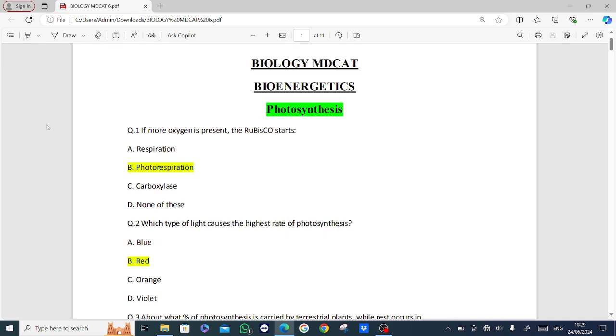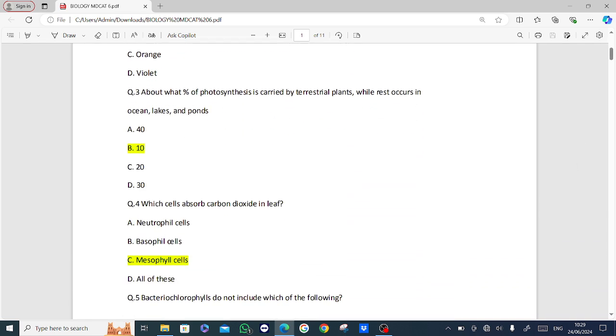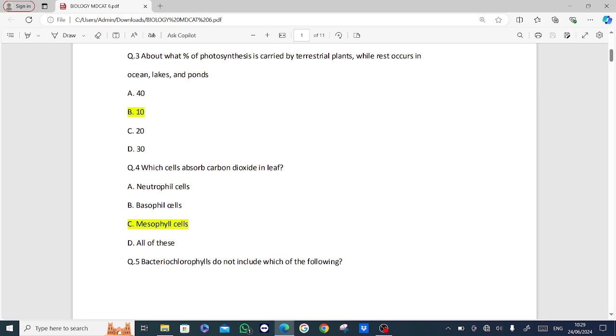Next MCQ is, about what percent of photosynthesis is carried by terrestrial plants while the rest occurs in oceans, lakes and ponds? Options are 40, 10, 20, 30. Answer is option B, 10.